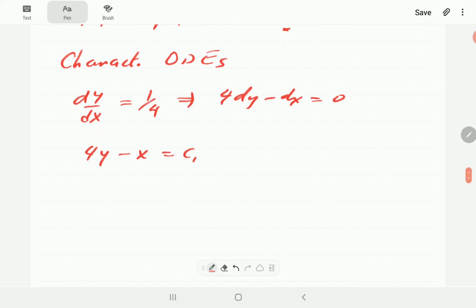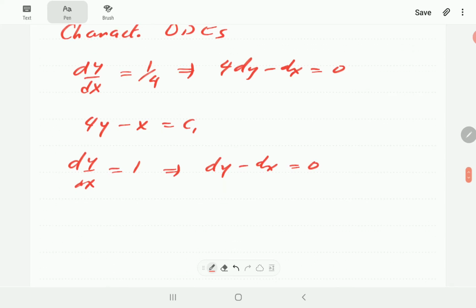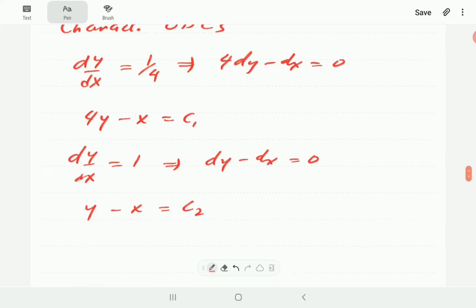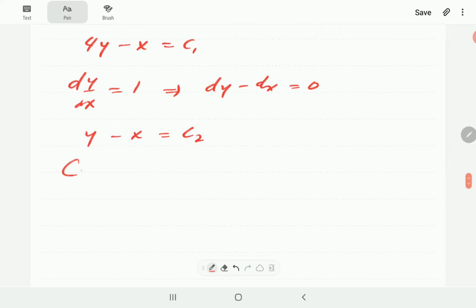Okay, then the second one, dy/dx is 1, implies that dy minus dx equals 0, from which y minus x is equal to a constant c2. Then from these, we say these are the characteristic curves. From the characteristic curves, we can get the canonical coordinates or variables.